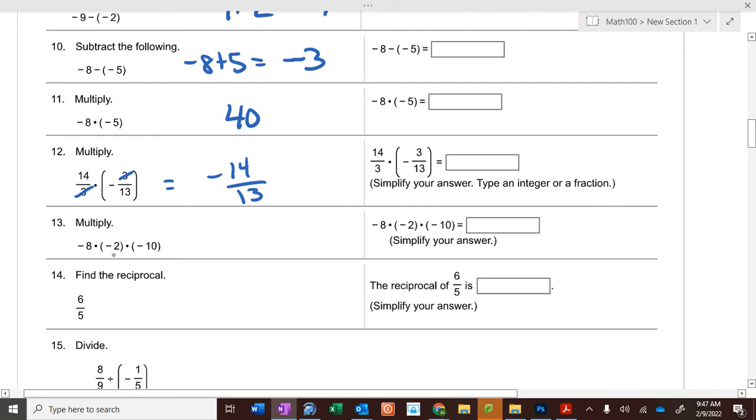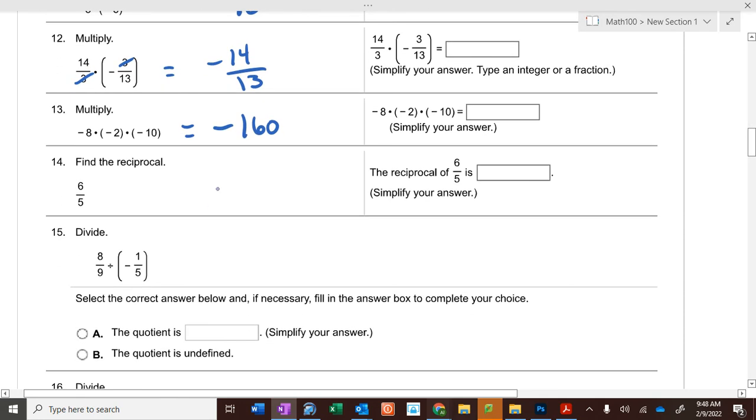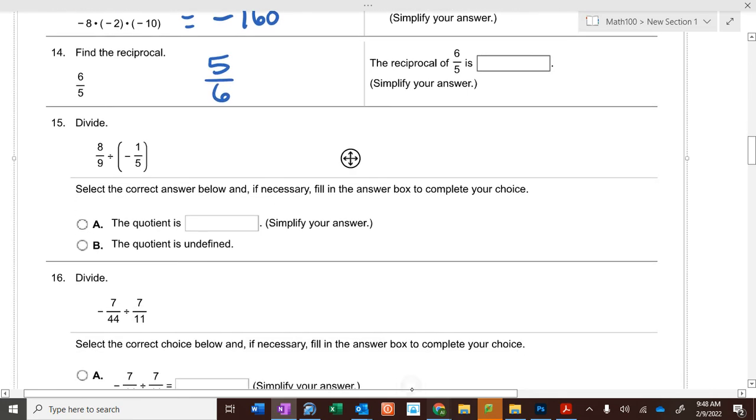-14 over 13. When you have three negatives, a negative times a negative times a negative is a negative. 8 times 2 is 16 times 10 is 160. 6/5, the reciprocal of 6/5 is 5/6. That's a reciprocal. If you have it divided, you multiply by the reciprocal, -5 over 1. So you get -40 over 9.